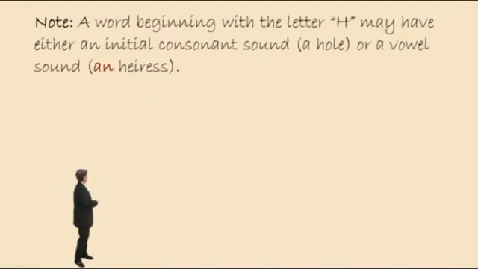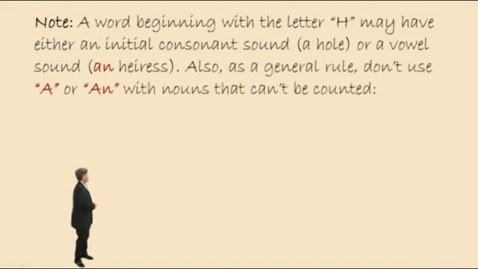Now, a word beginning with the letter H may have either an initial consonant sound, such as a hole, or, as you see here, it could have a vowel sound, such as an heiress. That's a weird, strange rule that you're going to have to sort of remember.